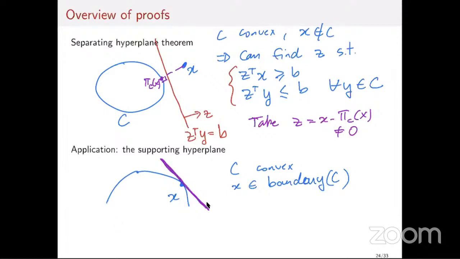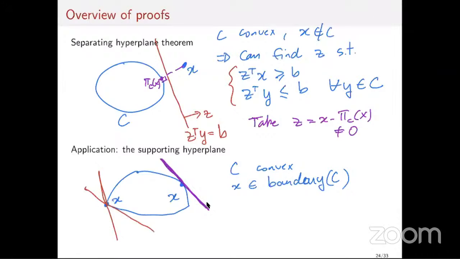Let me draw another picture. Let's assume, for example, that my set has a kink somewhere in here, and it looks like this. This is another point X. Here you can see that I will have many different possible supporting hyperplanes. I will have one like this, and so on. These are all possible supporting hyperplanes.